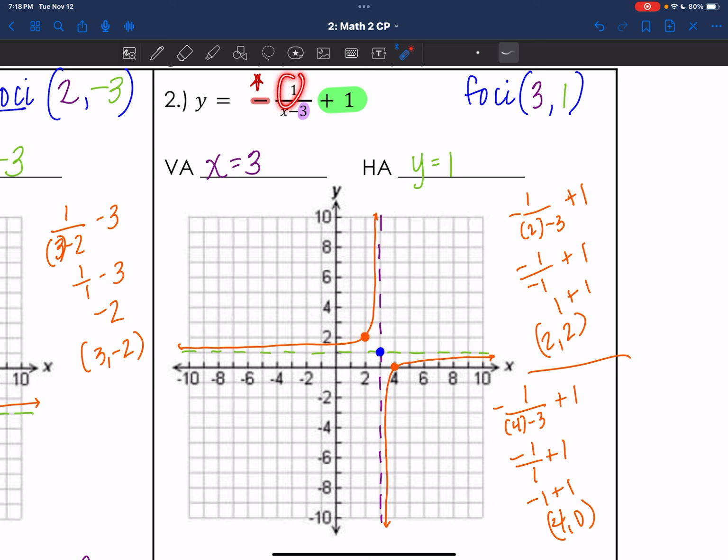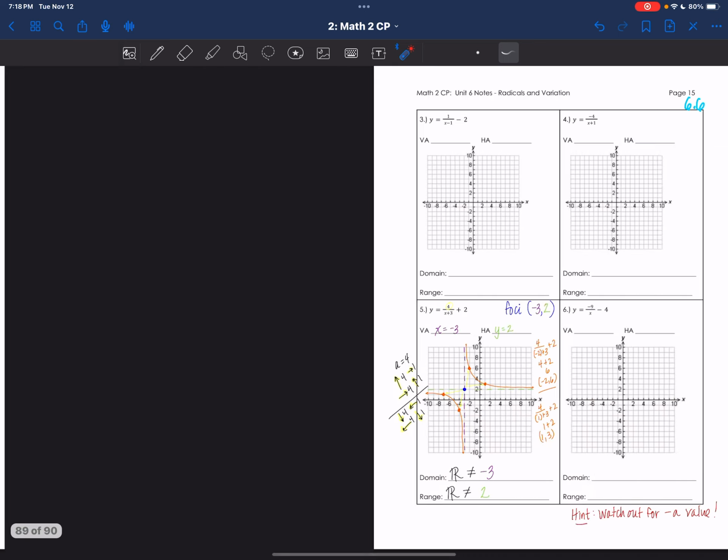Now again, notice your a value is 1. So I'm just going to go up and over 1, or I'll go up and to the left, or I'll go down and to the right. So you'll start to notice a little pattern with that.